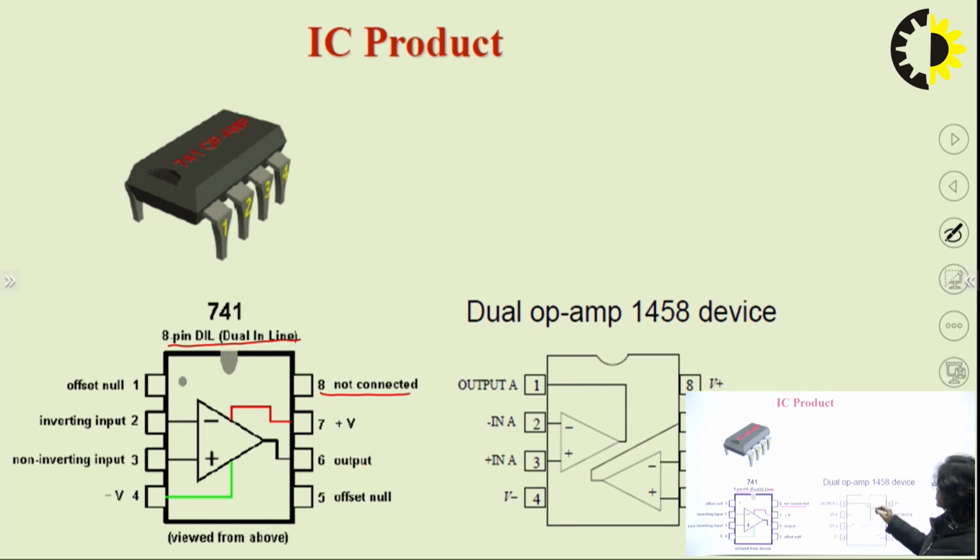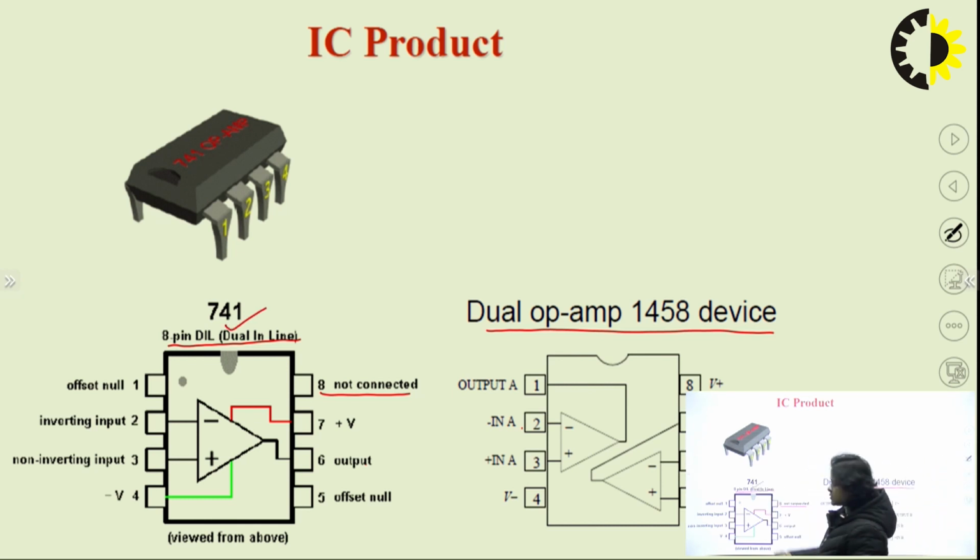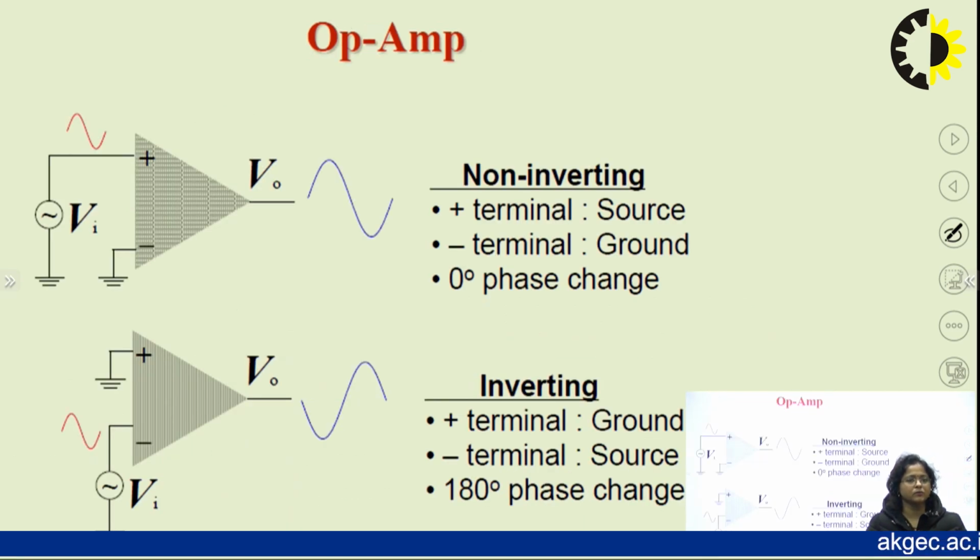This IC also comes in a dual op-amp 1458 IC, which is also an 8-pin IC, but it consists of two op-amps, with op-amp 1 having inputs at 2 and 3 and output at pin number 1, and op-amp 2 with inputs at 5 and 6 and output at pin number 7. Pin number 8 is plus VCC and pin number 4 is minus VCC. But generally for educational purposes we use the 741 IC because it's a commercial grade, low cost IC, easily available in the market.